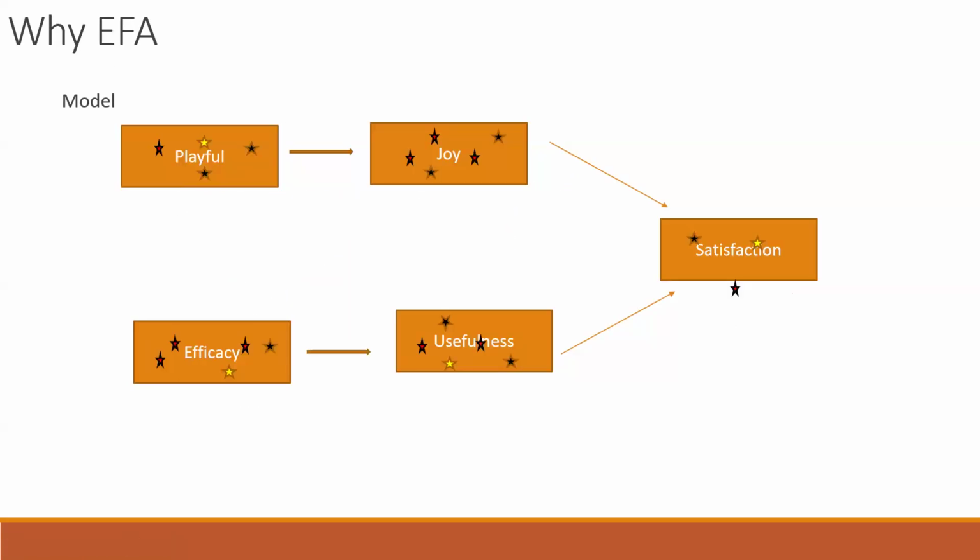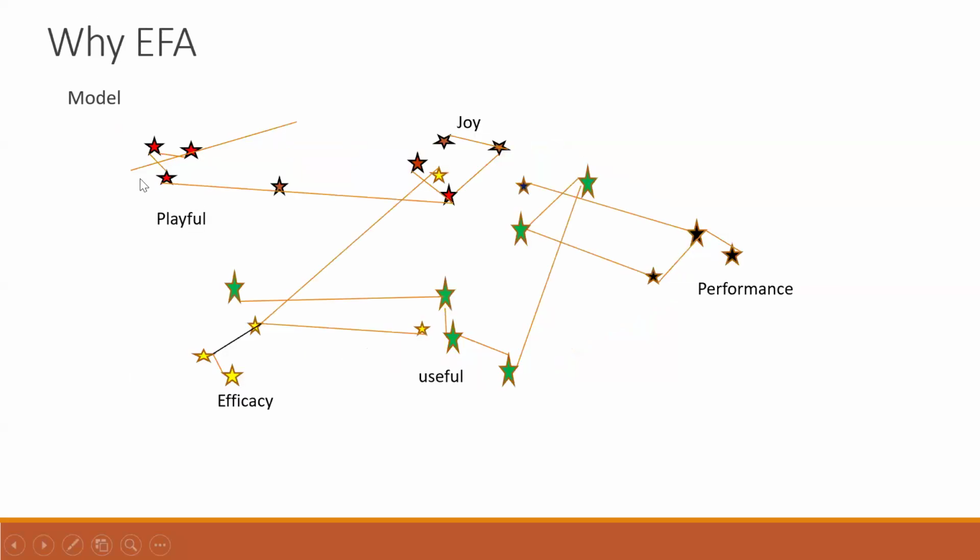When we run EFA, now we are putting these items in SPSS. What is the result going to be? What happens to the items which were there in playful? From here, it goes to joy. The item which was there in efficacy also goes to joy. And the item which is here in usefulness also goes to efficacy. And you will see similarly under performance, some more items have been added from here and there. So what is happening? Everything gets jumbled up.